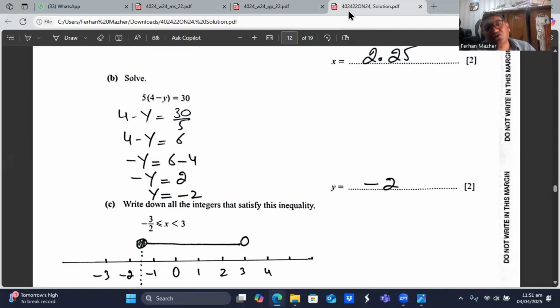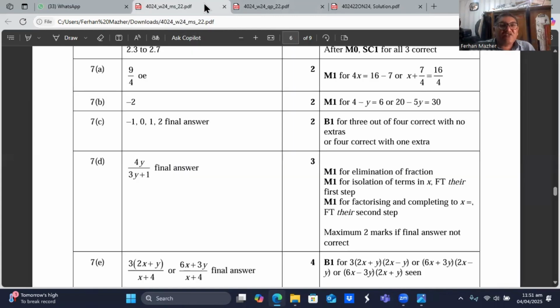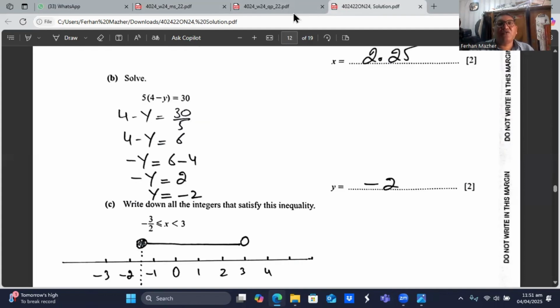So minus y is equal to 6 minus 4. Minus y is equal to 2. So y will be equal to minus 2. The value of y is minus 2. The answers are right. This is how you do it.